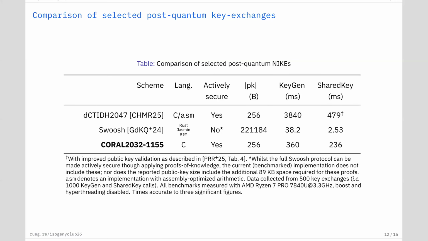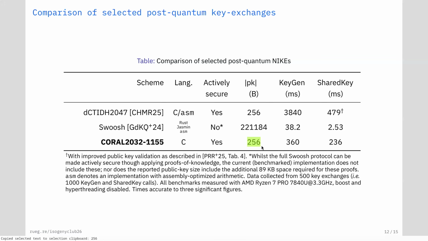Just also in comparison to some other post-quantum NIKEs, because the new implementations of Mark's paper are so new, I didn't have time to benchmark keygen separately from shared key, and also to fill in this table completely. So we're going to compare to DC-Tide, which was the previously fastest post-quantum isogeny-based NIKE, which had a very small public key, the same public key size as Coral, at 2000 bits, of course.